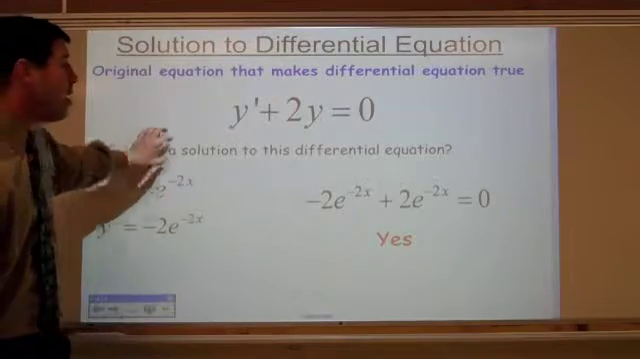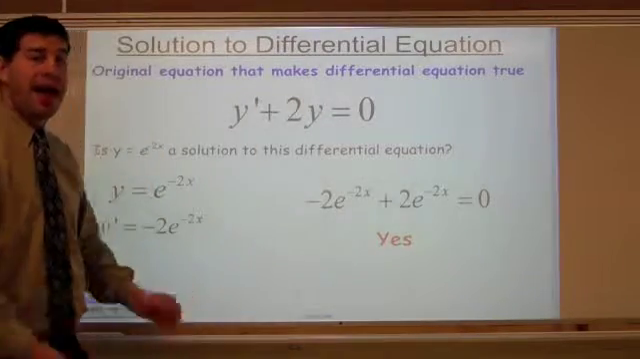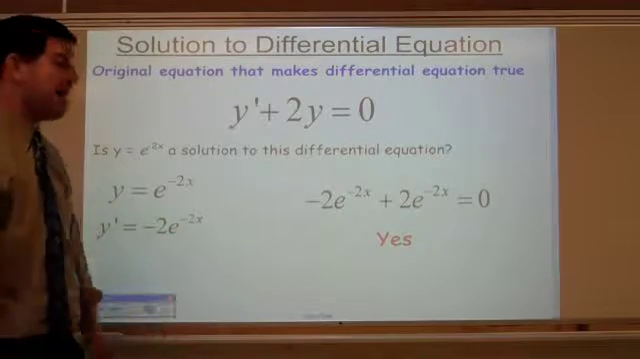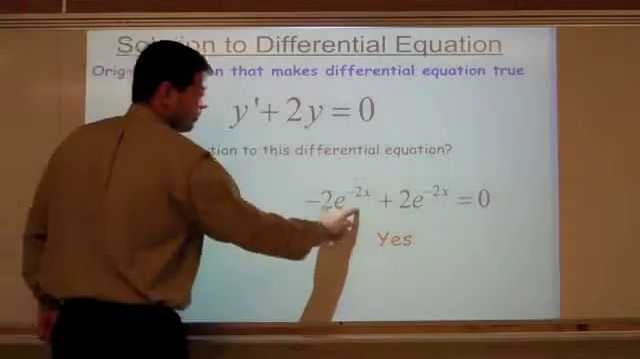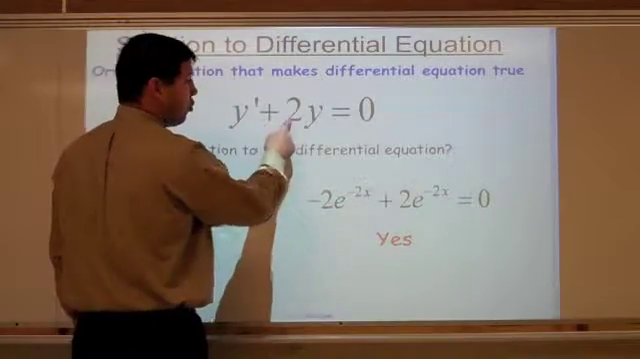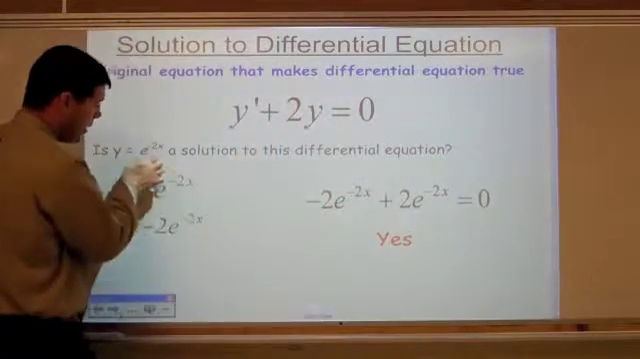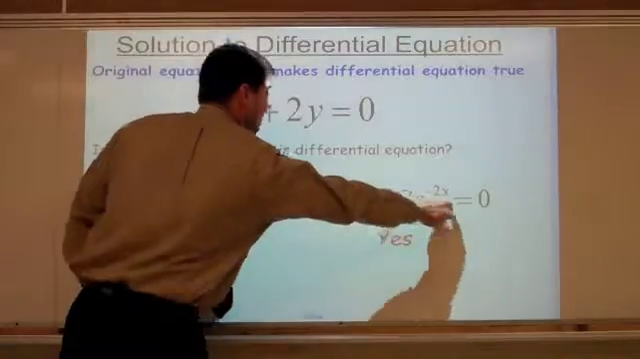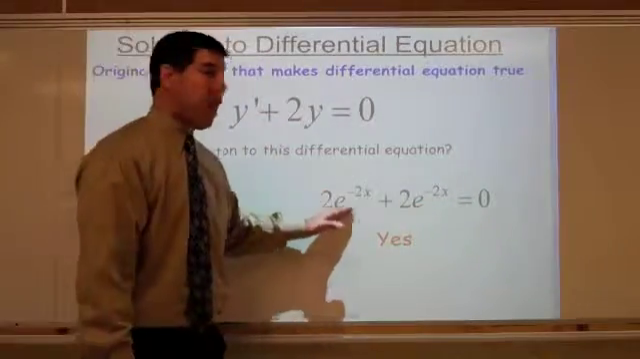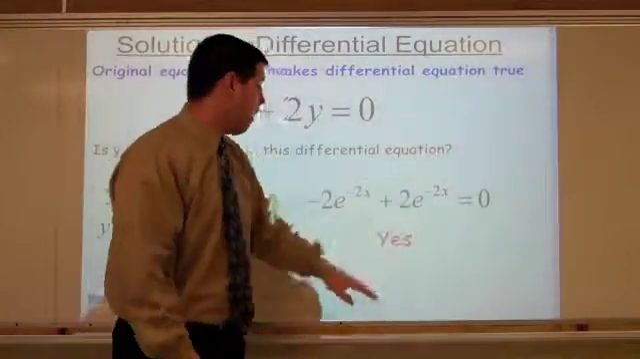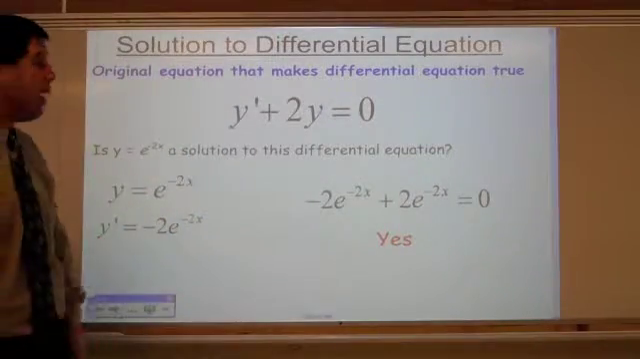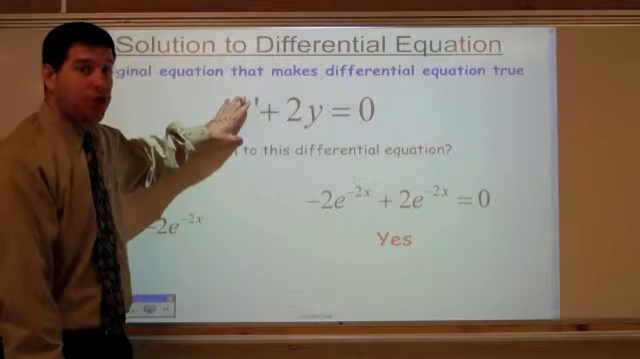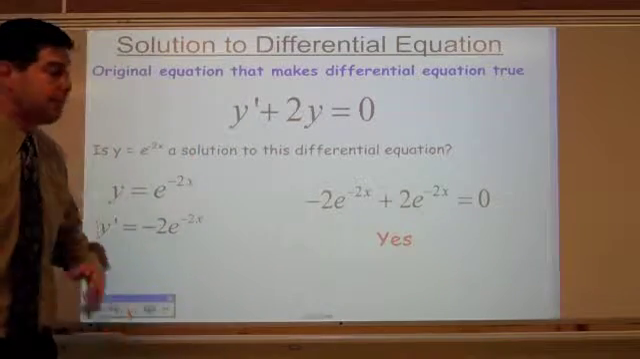We were given y, so now you substitute in and see if this is true, if both sides of the equation are equal. Y prime, negative 2 e to the negative 2x, plus 2 times y, plus 2 times e to the negative 2x equals 0. Plug it in and check. Does this plus this equal 0? Yes, it does. So yes, y equals e to the negative 2x is a solution to this first order differential equation.